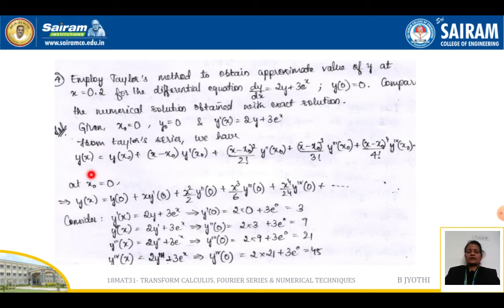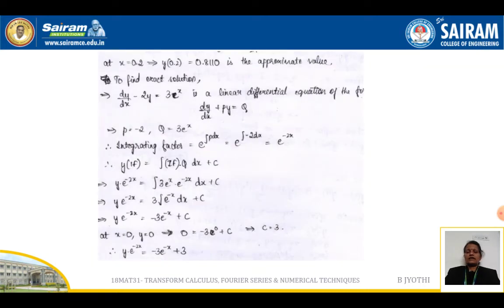Now in the Taylor series, x naught is 0, which means wherever x naught is there, it will become 0. So the simplified form will be y of 0 plus x y dash 0 plus x square by 2 into y double dash 0 plus x cube by 6 into y triple dash 0 plus x power 4 by 4 factorial into y fourth derivative of 0. Now let us compute y dash of 0 and the rest.